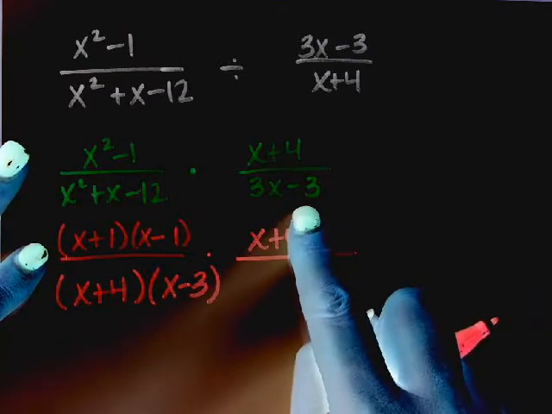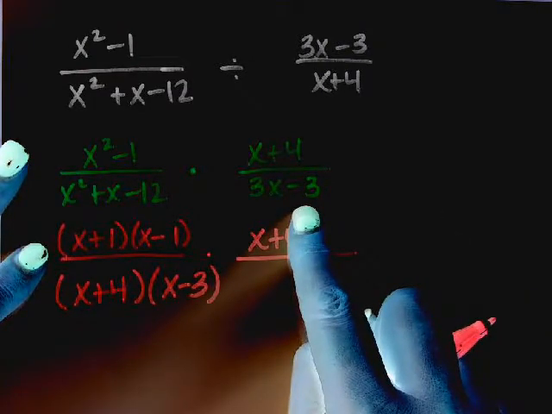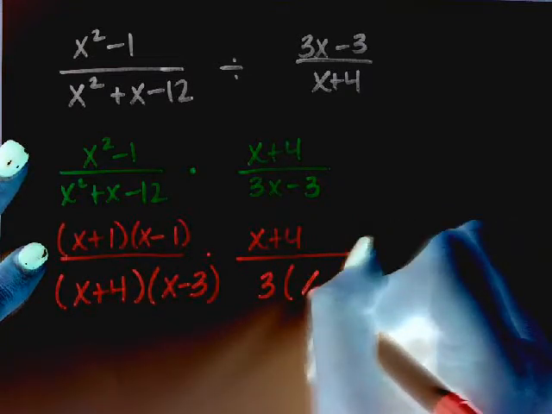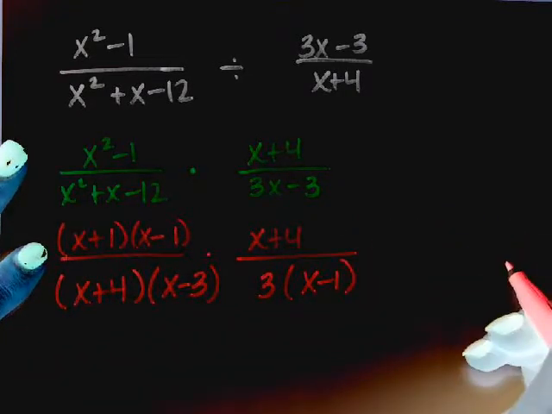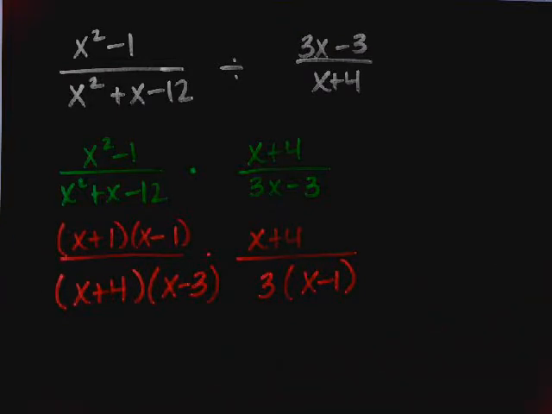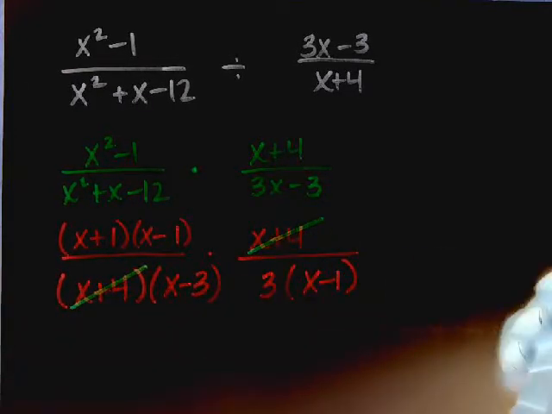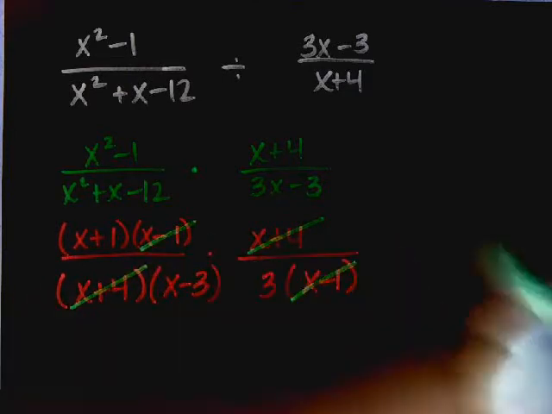And then how about this one? Take out the 3, and what do you have left over? 3 times x minus 1. Okay. And then from there, what do we say? You can cancel the x plus 4. Okay, so x plus 4 and x plus 4, x minus 1 and x minus 1.